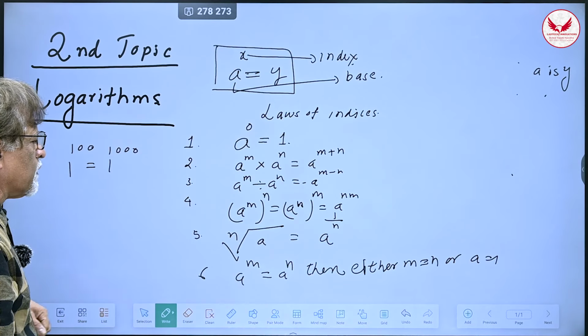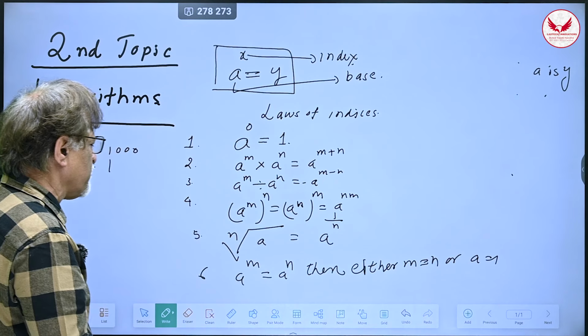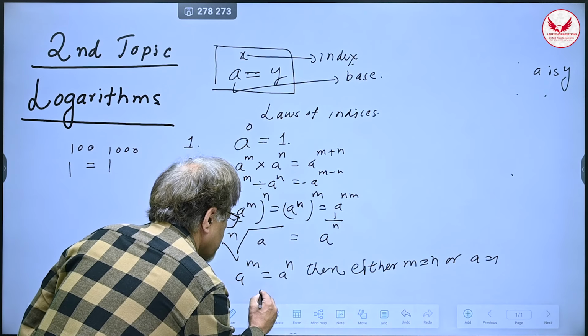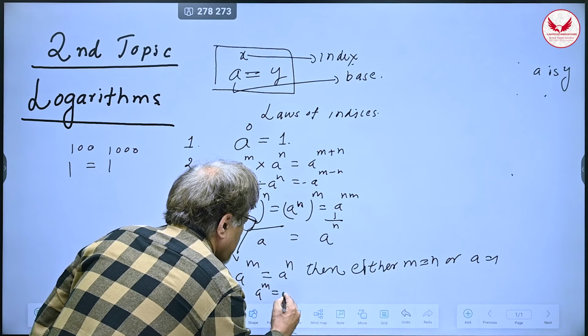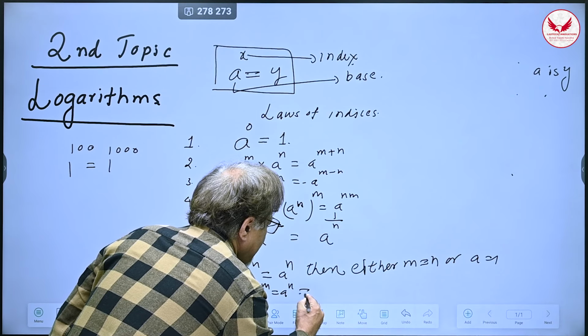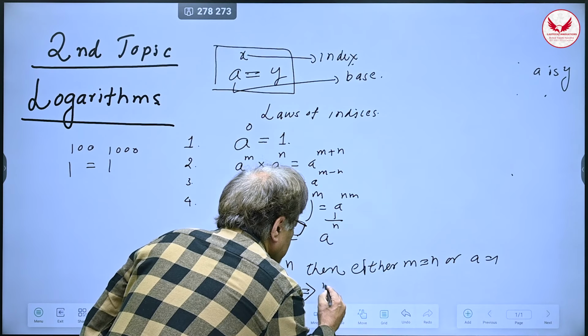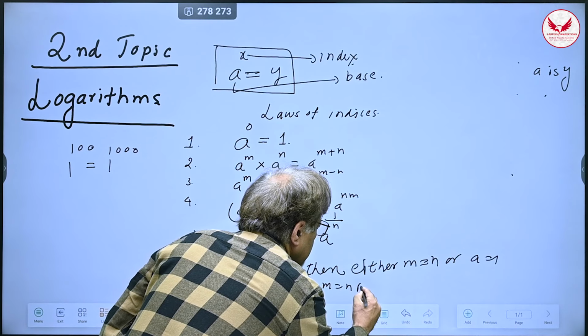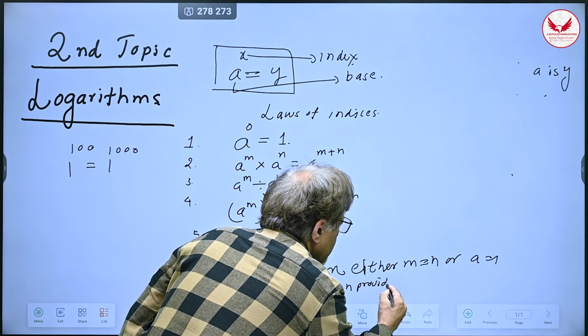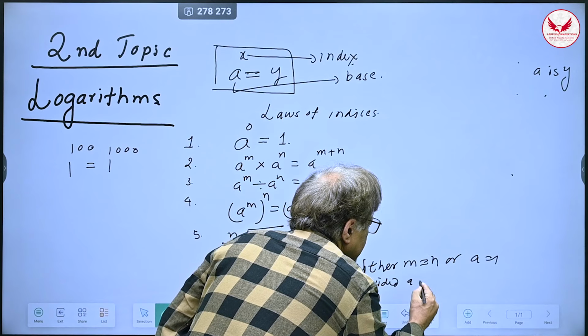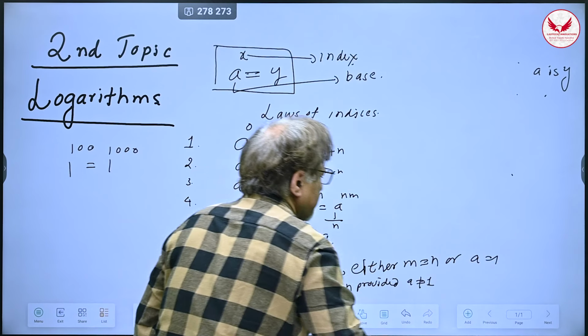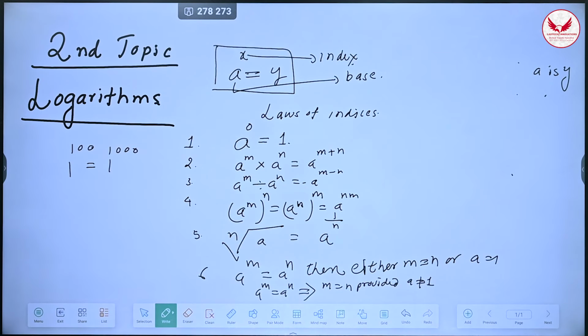For a not equal to 1, you can always say that m is equal to n. Or you may say like this: a raised to m equal to a raised to n implies m is equal to n, provided a is not equal to 1. So these are the fundamental laws of indices.